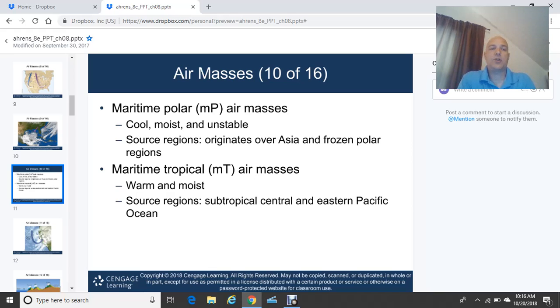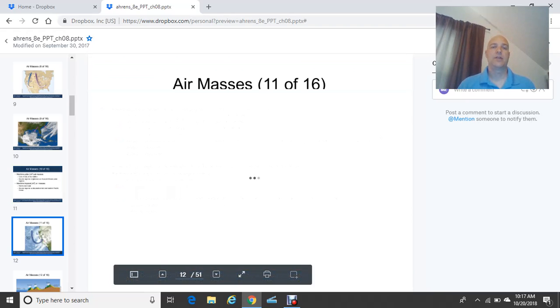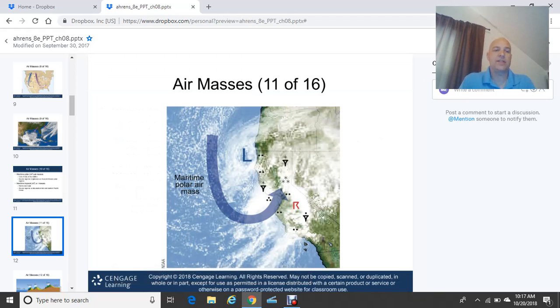For maritime tropical air masses, MT air masses, these are typically warm and moist air masses, and the source regions where they form are the subtropical, central, and eastern Pacific Ocean, as well as the Atlantic Ocean and the Gulf of Mexico. Think of those locations as source regions for maritime tropical air masses. Okay, so what happens when some of these air masses come into the United States?